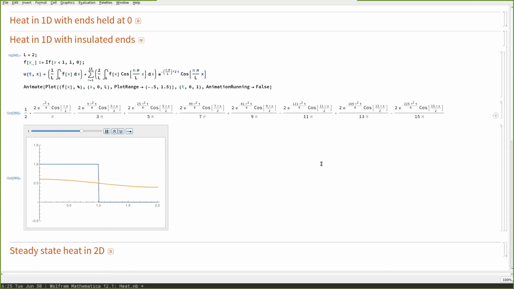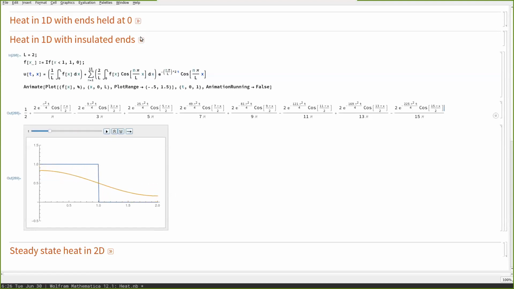So now no heat can escape the rod. No heat can escape out of the ends. So the internal temperature is just averaged. And I eventually get an internal temperature throughout of 0.5 degrees, which is clearly the average temperature of 1 and 0 on the interval from 0 to 2.